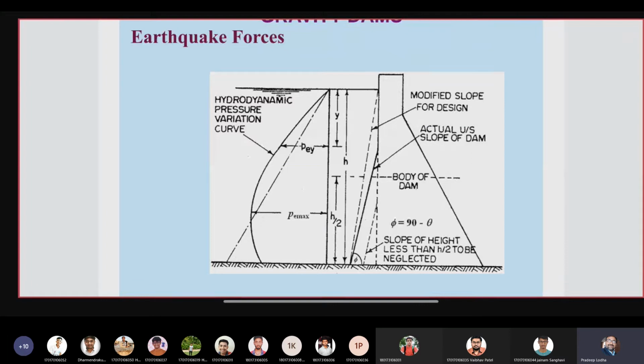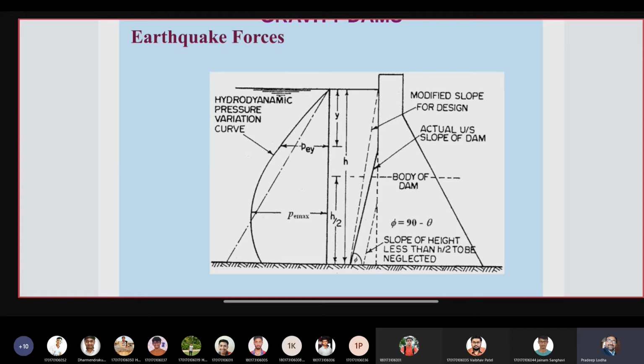In hydrostatic force, we measured the pressure acting upon our gravity dam as triangular: gamma W H at the bottom, varying linearly from 0 at the top to gamma W H at the bottom, if you remember that. Now here it is not varying linearly, but elliptically or parabolically. So the diagram is like P max is somewhere down here and PEY somewhere here.